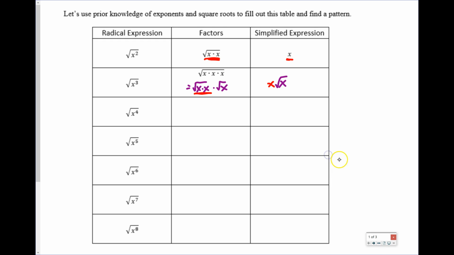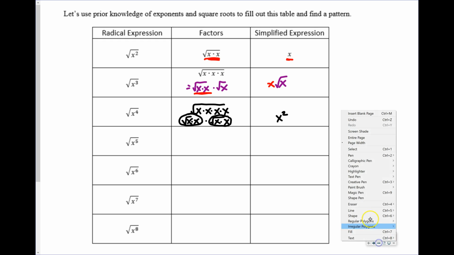Square root of x to the fourth, that's going to have 4 x's, so we're going to have the square root of x times x times x times x. That's just going to be the square root of x times x, times the square root of x times x, which is really just x squared, because this is an x and this is an x. Now I know this sounds really confusing. We're going to keep filling in this table, and hopefully you're going to see a pattern here in a second, okay? I know that this looks still a little crazy.